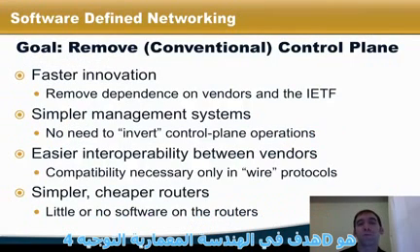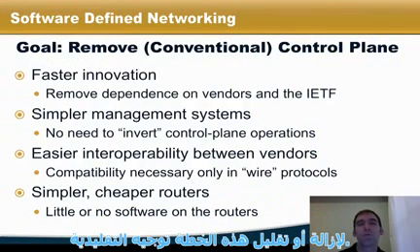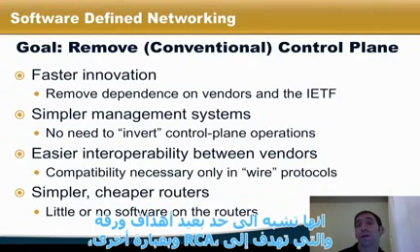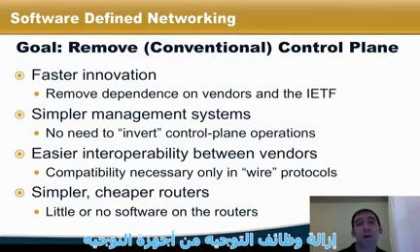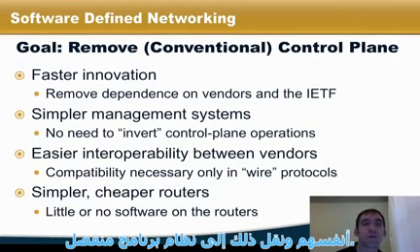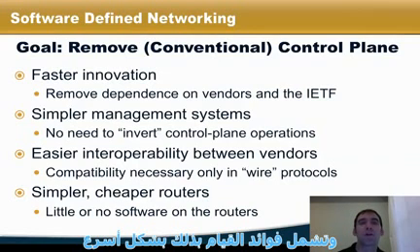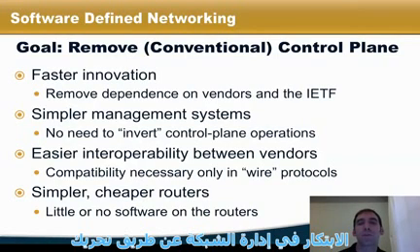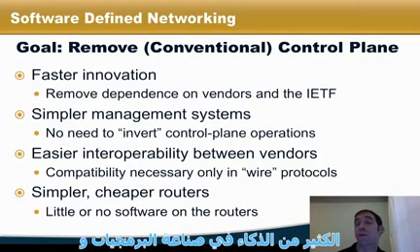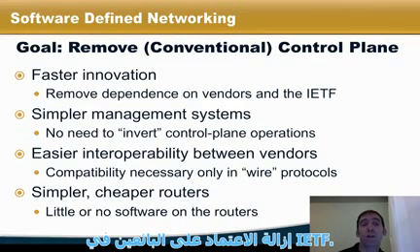The goal of the 4D routing architecture is to remove or minimize this conventional routing plane. In other words, it's very similar to the goals of the RCP paper, which aims to remove the functions of routing from the routers themselves and move that into a separate software system. The benefits of doing so include faster innovation in network management by moving a lot of the intelligence into software and removing the dependence on vendors and the IETF.